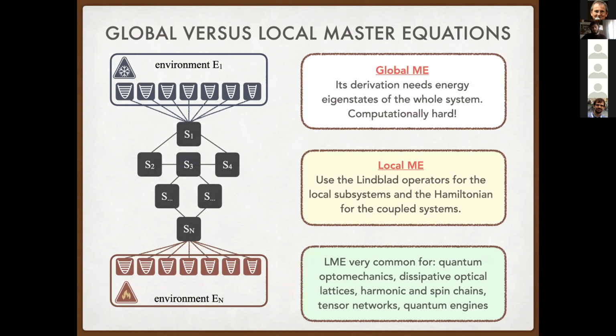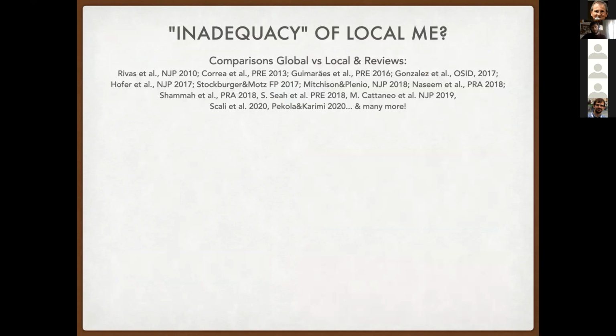Maybe it's not called like that, but it's the standard in quantum optomechanics, dissipative optical lattices, harmonic chains, spin chains, tensor networks like matrix product states with dissipation, and even quantum engines. There are many, many examples of this approach. The problem is that the local master equation cannot always describe faithfully a physical reality. There have been a lot of comparisons of local versus global. There is not much consensus, especially when the system is driven.